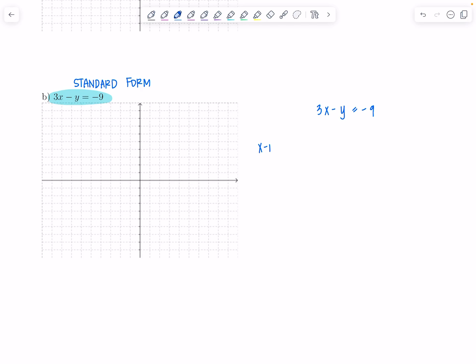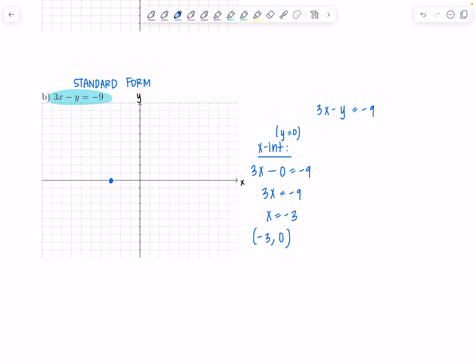Okay. To get the x-intercept, you substitute in 0 for y. So we would have 3x minus 0 equals -9. So 3x is negative 9. x is negative 3. And that's a point. Negative 3 is x. I plugged in 0 for y. So you could plot that. Negative 3, 0. Here's x, here's y.